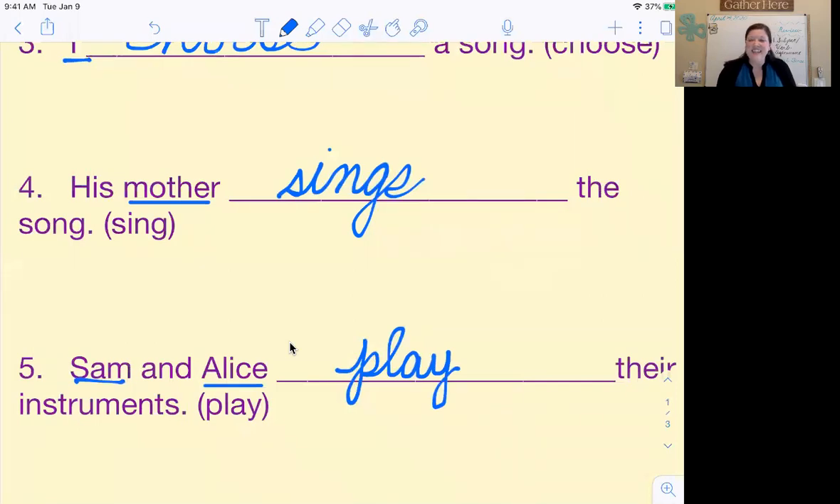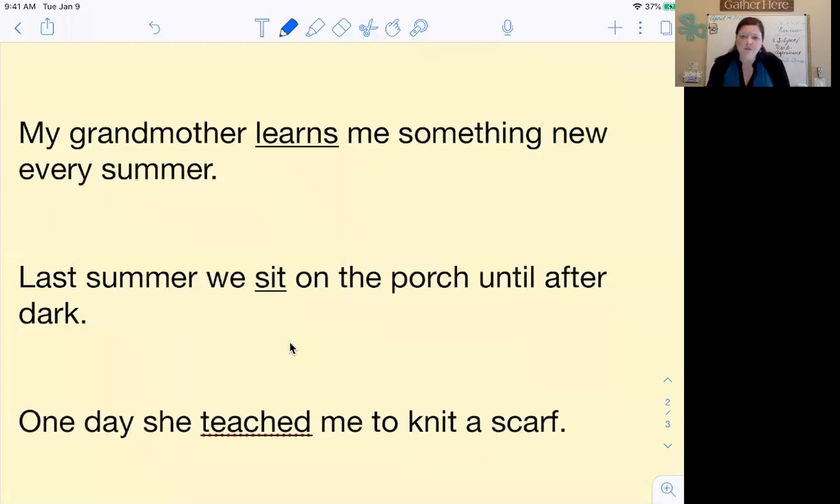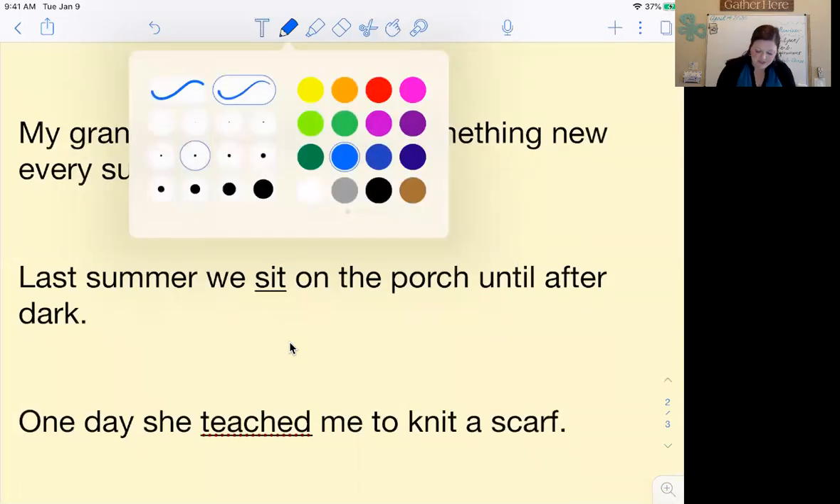Okay. The next thing that we're about to review is actually a continuation of the first thing, subject-verb agreement. However, these verbs need to be corrected. They already technically agree, but the wrong verb has been used. Let's look at number 1. My grandmother learns me something new every summer. The subject and the verb agree with one another in number, but the incorrect verb has been used here. Instead of learns, it needs to be something different.